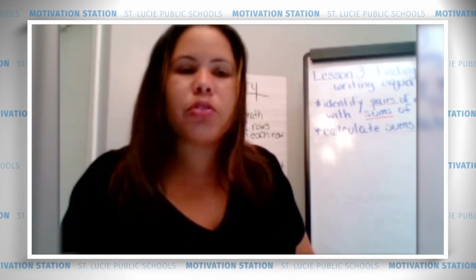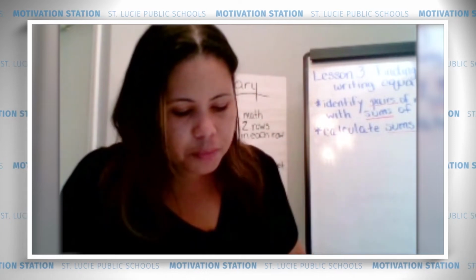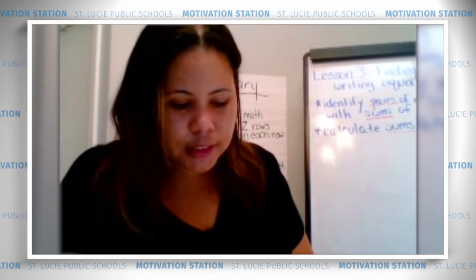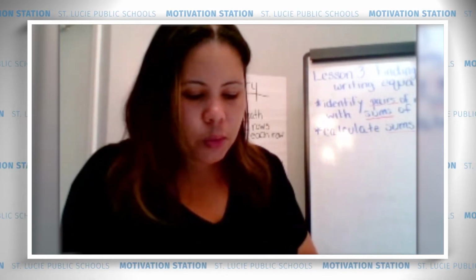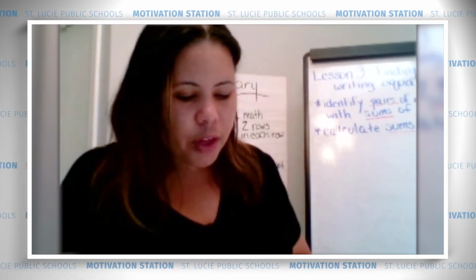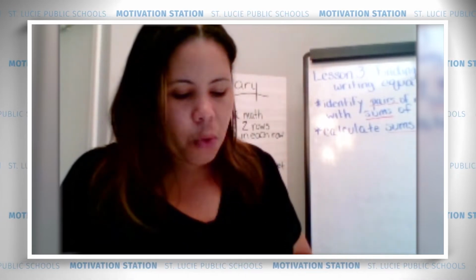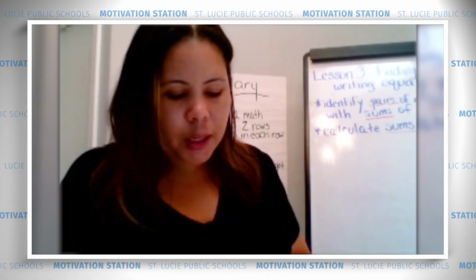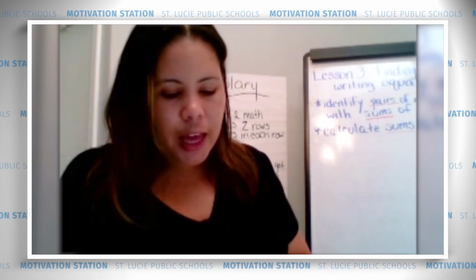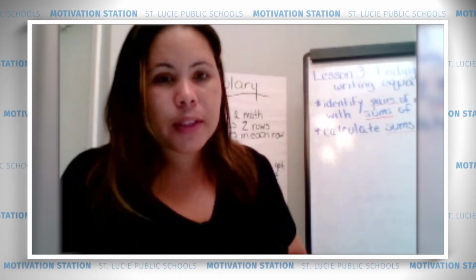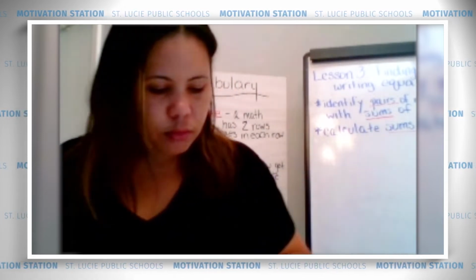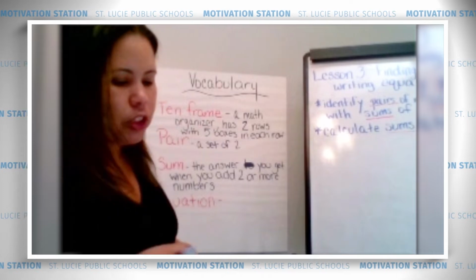Let's read on page 63 what it tells us the definition is. An equation is a number sentence that uses an equal sign to show that two amounts have the same value. For example, 3 plus 4 equals 7. Both sides have the same value of 7. So an equation is a number sentence. Let's write that as our definition.